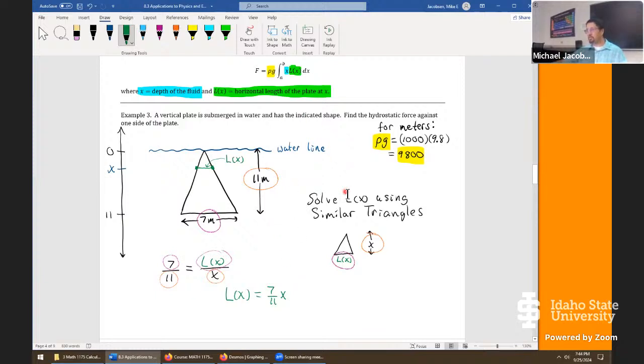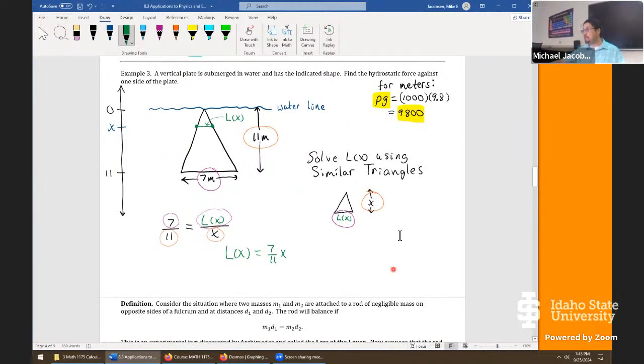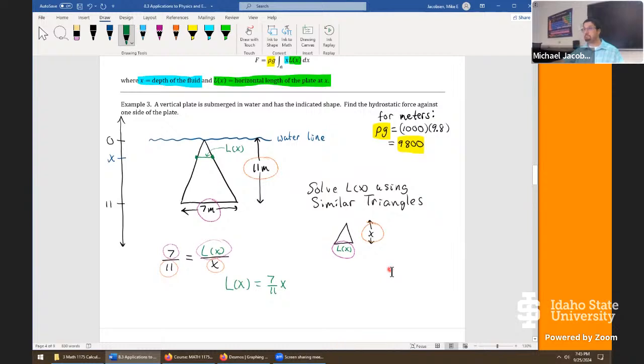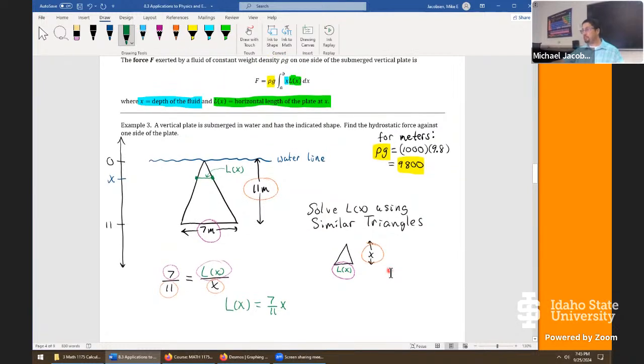But it's good to see how this process works, because if you do similar triangles in a different context, your triangle might be a different type, maybe a right triangle, something different. Well, any questions, folks, to this stage? Okay, well, it looks like we have all of our components. We have rho g, 9,800. X is just x, the depth of the fluid, or the depth below the water line. We just found L of x, that's where most of the fighting is. Let's put this on a new page and then finish it off.